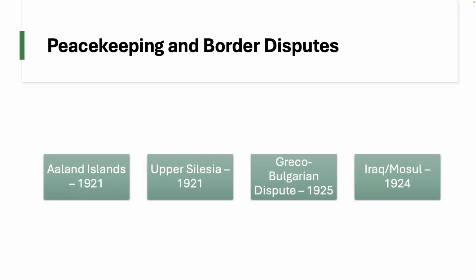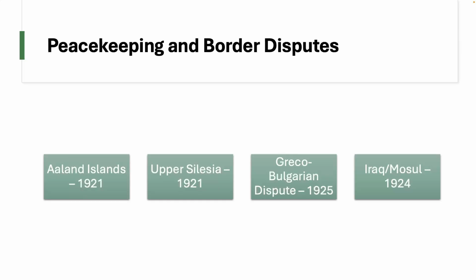You could also make the point that there was the repatriation of about 400,000 World War I prisoners of war during this time period, as well as the support of Turkish refugees after 1922. So quite a lot of successful work, albeit modest successes during this time period in quite minor disputes.